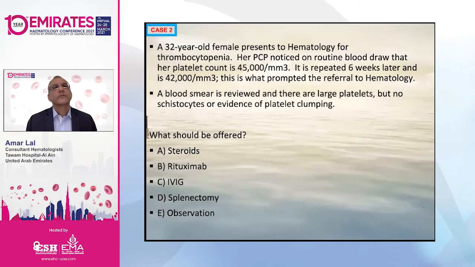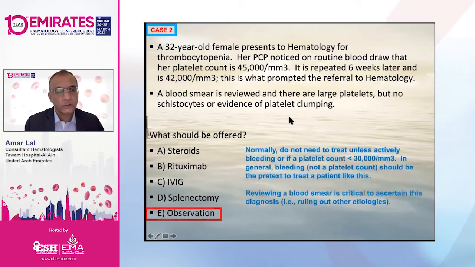Now, what do you do about the treatment? Here is another case. A 32-year-old female with thrombocytopenia, 45,000. Otherwise, she's fine. ITP is confirmed by peripheral smear and other tests. So what do you do? 45,000, asymptomatic. You will not do anything. You will observe, as mentioned, with 30,000 plus, you will not do anything.